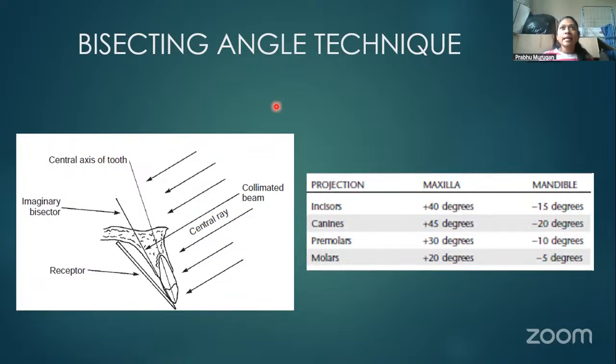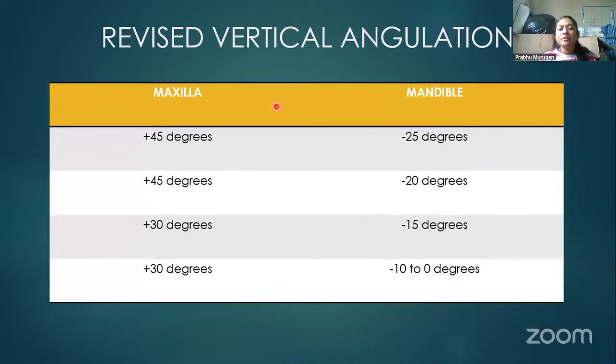But in the recent edition of your White and Pharoah, I think it is the first or maybe the second South Asian edition, the black color textbook, which was released around 2021 or 22, the angulation has been revised. They have given values for the maxilla, where the first two are for anteriors, that is your incisors and your canines, then comes your premolars, then your molars.